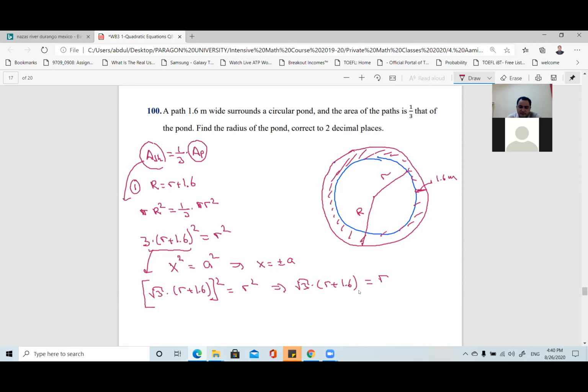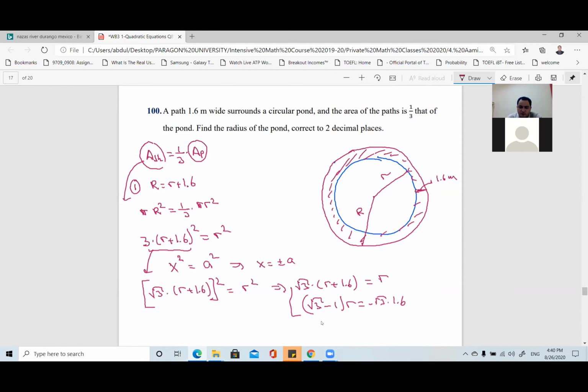Now from here, as you see, if you just remove the brackets and take this r to the left-hand side, we have here the square root of 3 minus 1 times r. On the right-hand side, it will be minus. Okay. So that's the first answer. Here we have minus square root of 3 times 1.6.